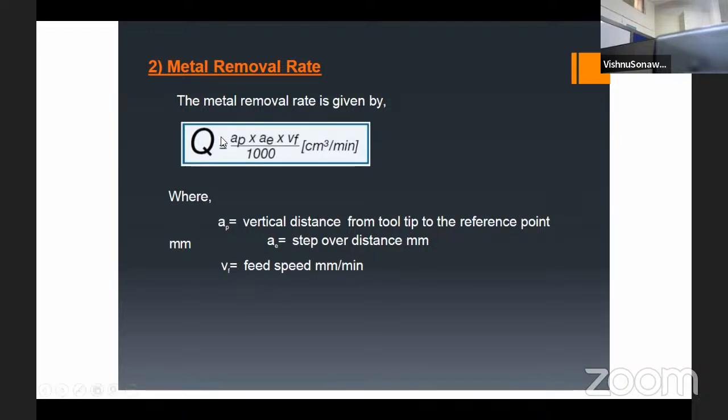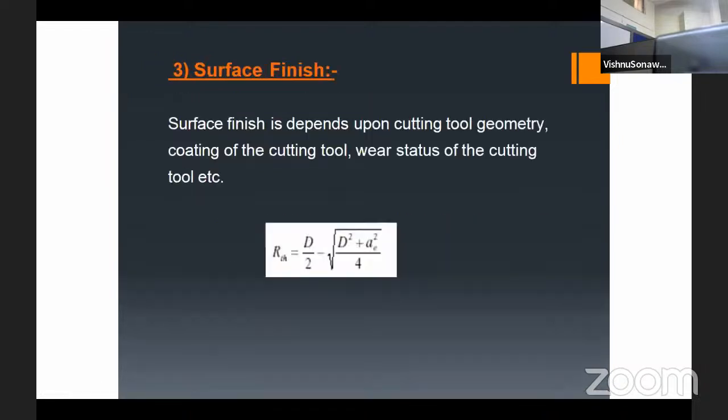Here this is the main challenging task. The surface finish depends on the cutting tool geometry and the coating of the cutting tool. Here we can find out the surface roughness, where D is the diameter of the end mill cutter, and AE we have seen is the step over distance of the cutting tool. This is the formula: roughness R equals D by 2 under root of D square plus AE square upon this port.